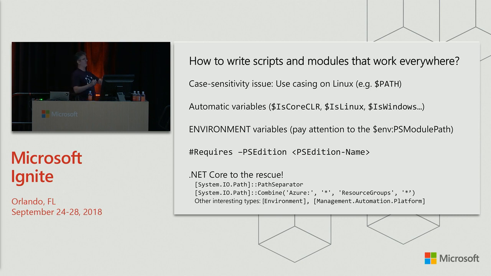Or if you need to combine certain strings to create paths, you don't want to think about, oh, is it a backslash or is it a slash, right? You can use, for example, the Combine method for it. And there are a couple of other interesting types, like Environment and the Microsoft automation platform.